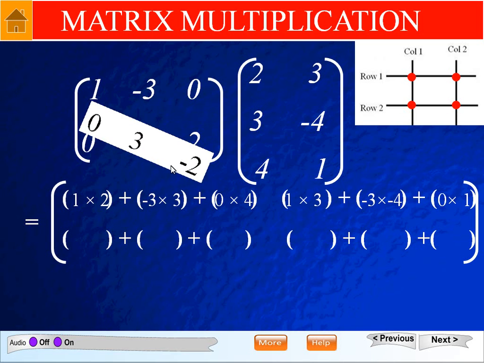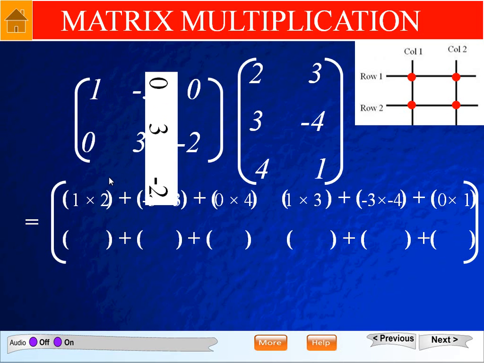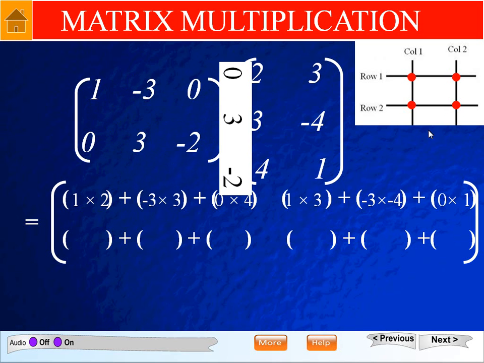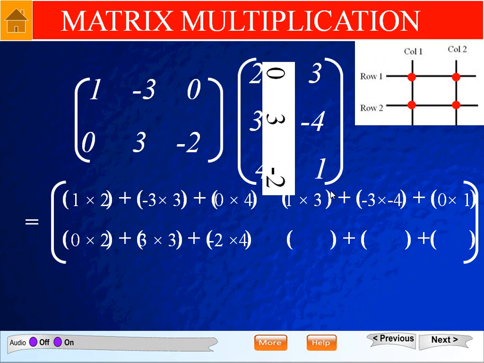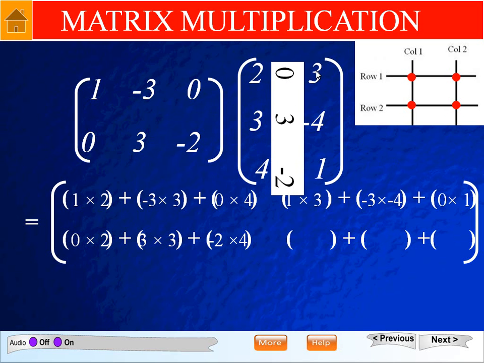We pick up row 2 elements and combine these with column 1, as row 2 must be combined with column 1. That again is going to be first and first, that's 0 times 2, 3 times 3, negative 2 times 4. Then we move this across, and that gives us 0 times 3, 3 times negative 4, and negative 2 times 1.